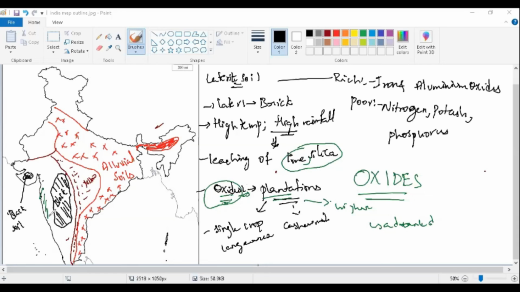So here it is laterite soil. Can I erase this? Yes, I'm erasing it. I'm running out of time.